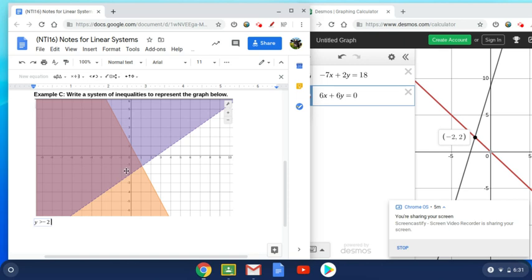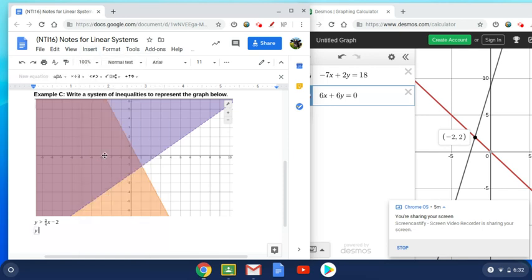Well, to do that, I have to go up 1, 2, 3, and over 1, 2, 3, 4. That right there is my slope, okay? And it's written as a fraction. I had to go up 3, so 3 goes on top, and over 4. So I write 3 over 4. And my slope always sits with x in my equation. And there's my equation for the purple line, okay? Then I'm going to go to the orange line, and I'll write an equation for it.